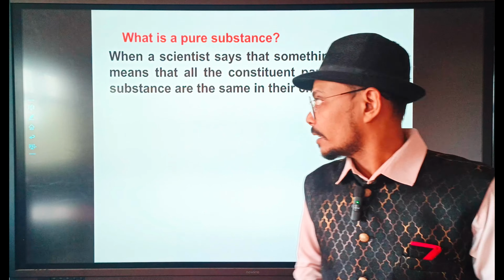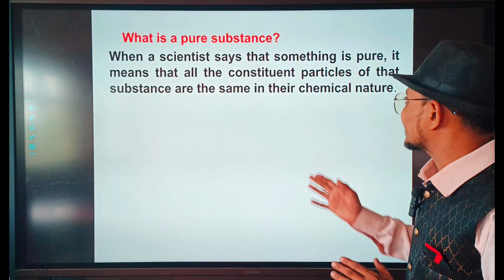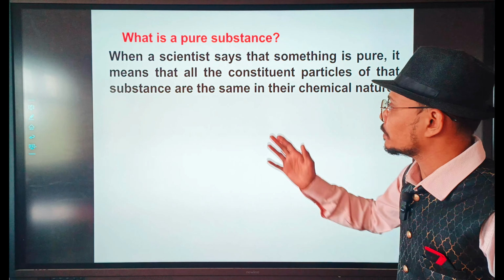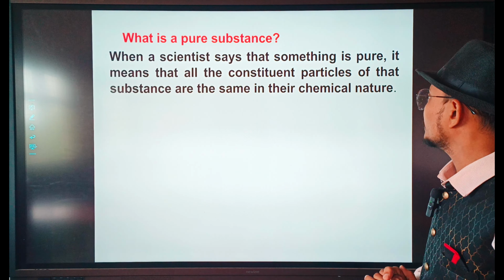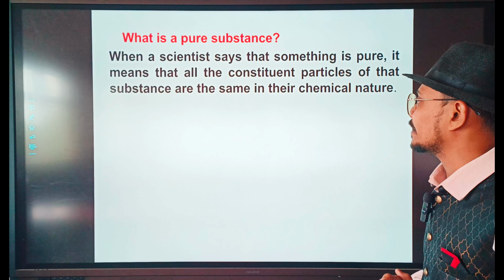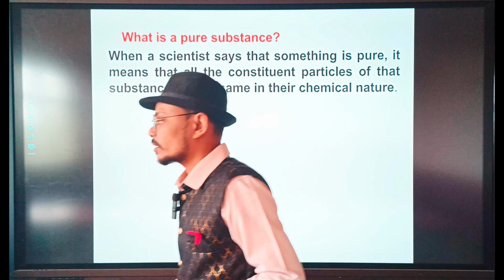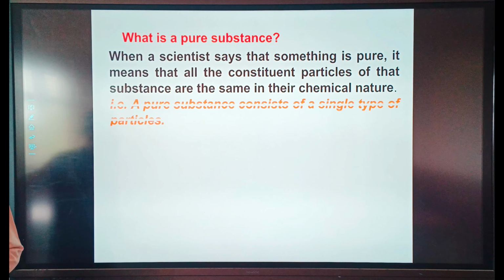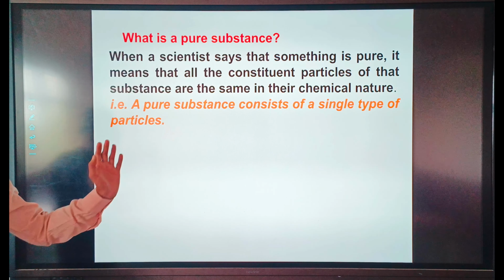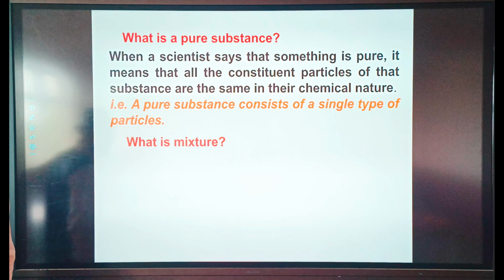What can pure substances be, children? Let's see. When a scientist says that something is pure, it means that all the constituent particles of that substance are the same in their chemical nature. So all of them should be the same in chemical nature. A pure substance consists of a single type of particle.